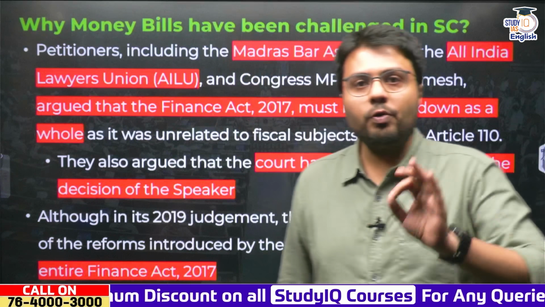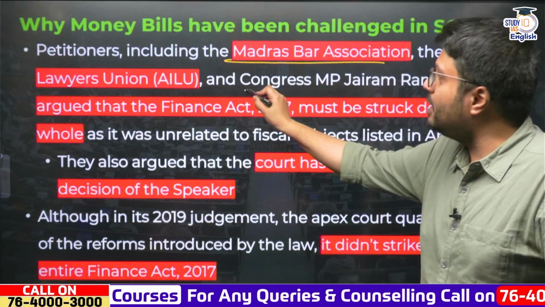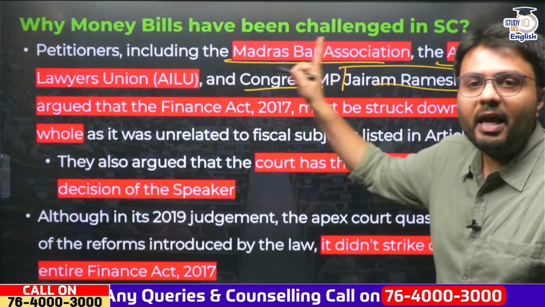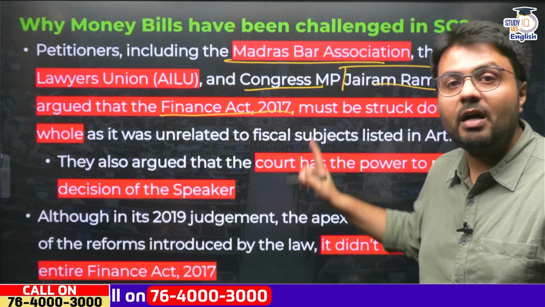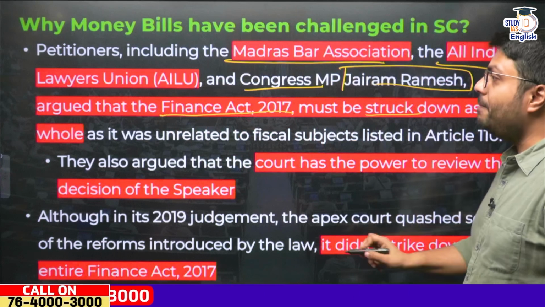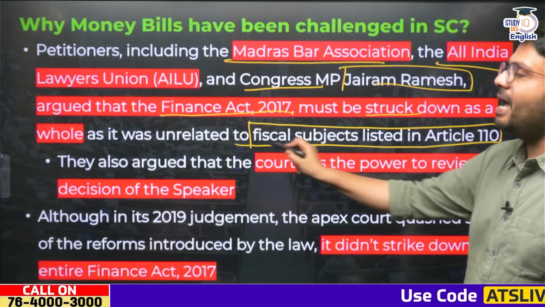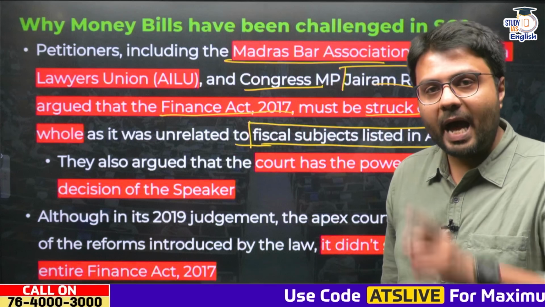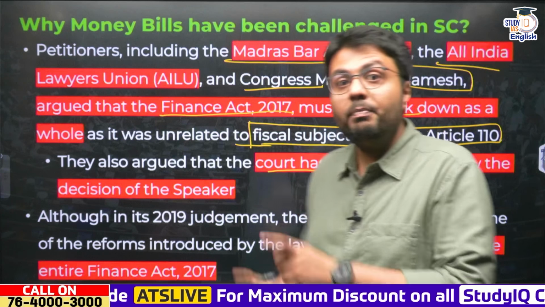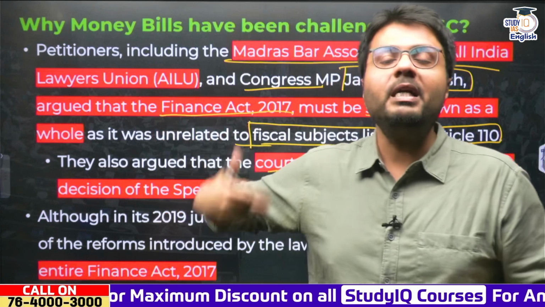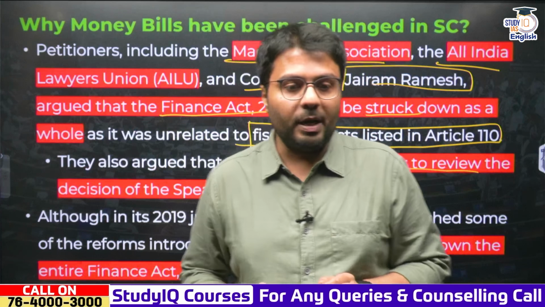So the petitioners who went to the Supreme Court, which included the Madras Bar Association, All India Lawyers Union, as well as a Congress MP, Mr. Jairam Ramesh, argued that the Supreme Court should declare the Finance Act of 2017 unconstitutional and void completely, because it dealt with subjects which were unrelated to the fiscal subjects given in Article 110. And they also argued that the court should have the power to review the decision of the Speaker, because it is the Speaker who ultimately decides whether a bill is an ordinary bill or is certified as a money bill, right?